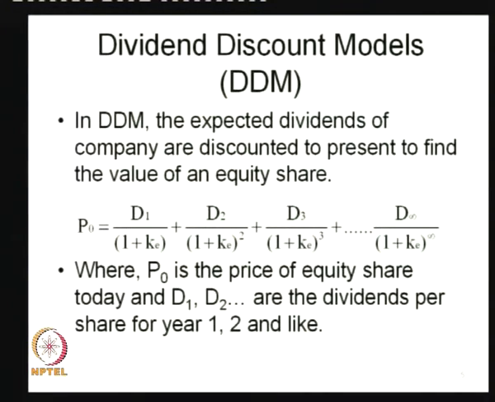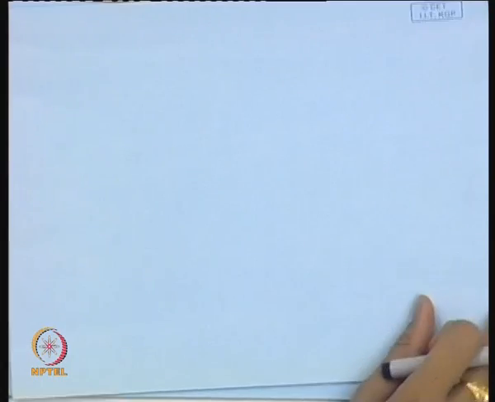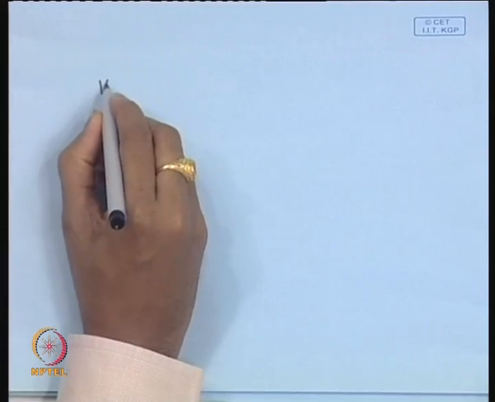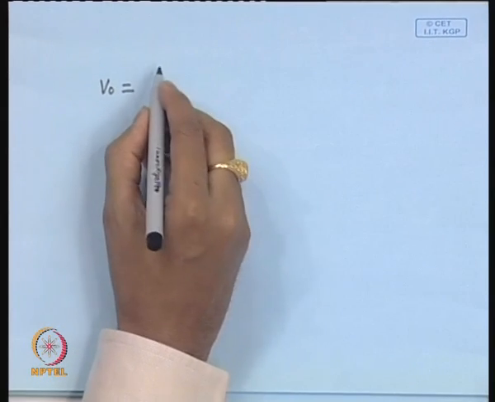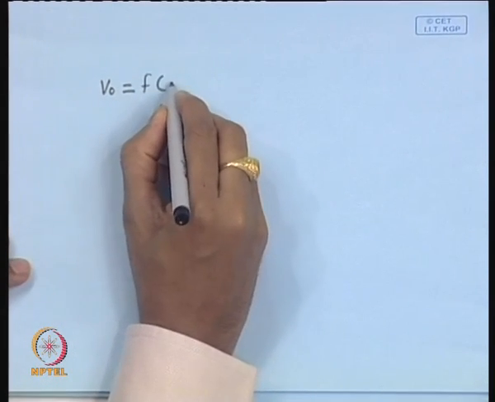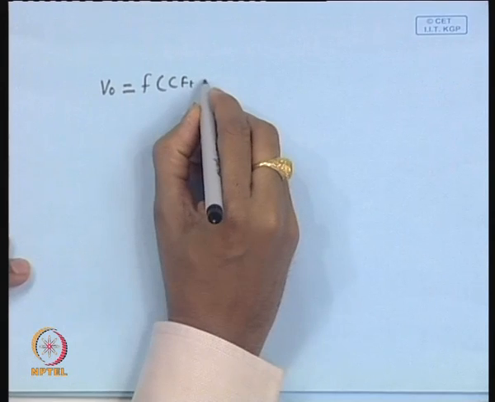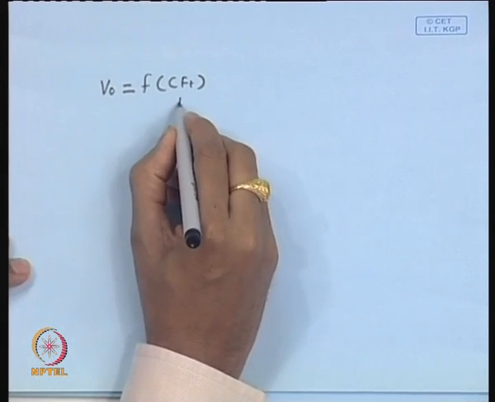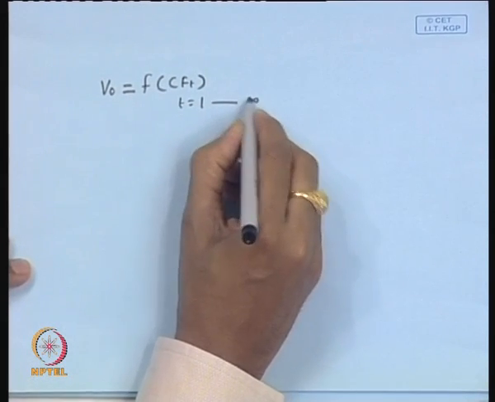Coming to the dividend discount model, the company is going to declare some dividend, and investors are required to expect dividends in future years. And as we know, when we value any company based on cash flow, if V0 is today's value, then the value is nothing but a function of the cash flow in the future years, where t can range from 1 till infinity.